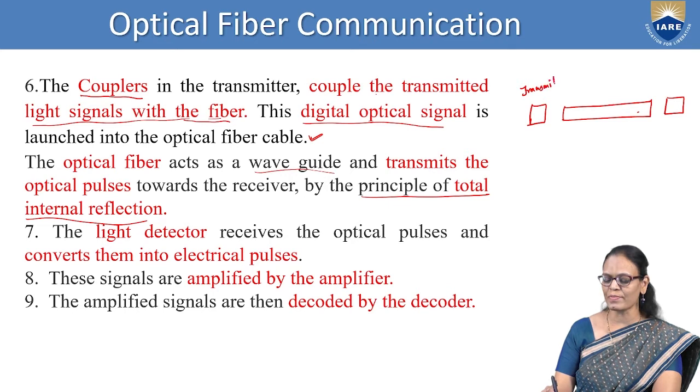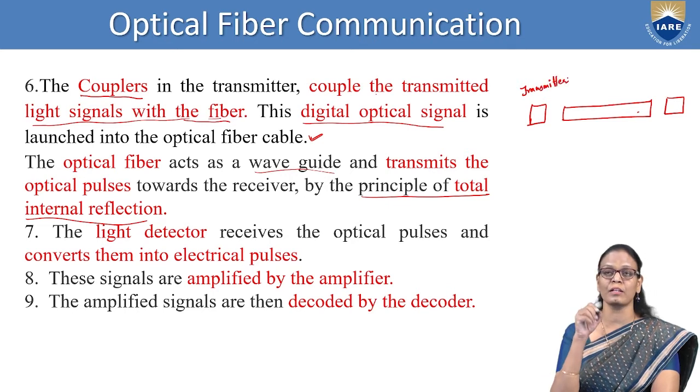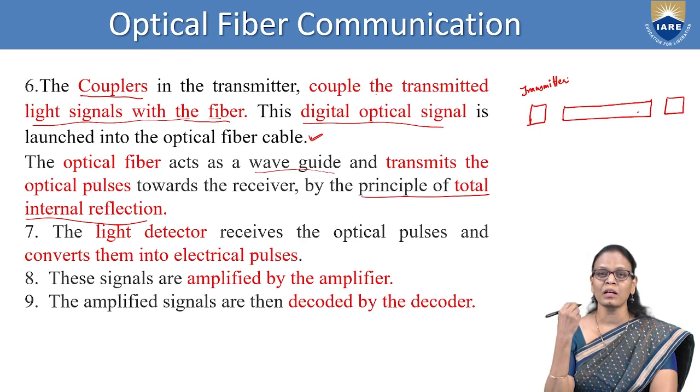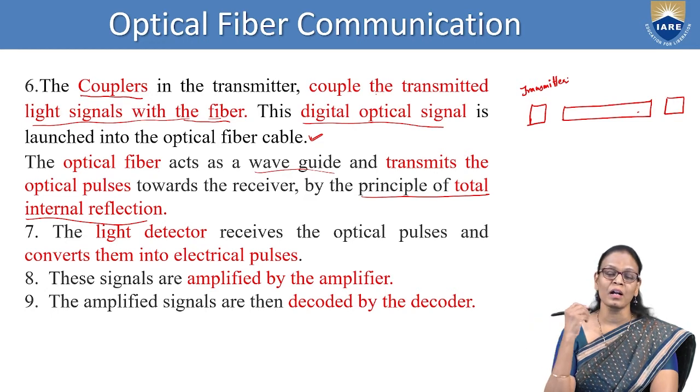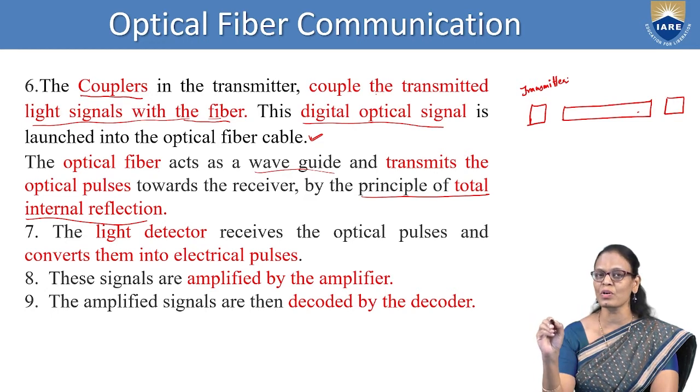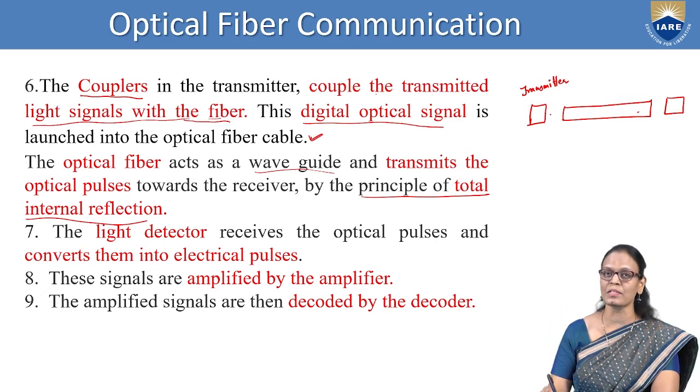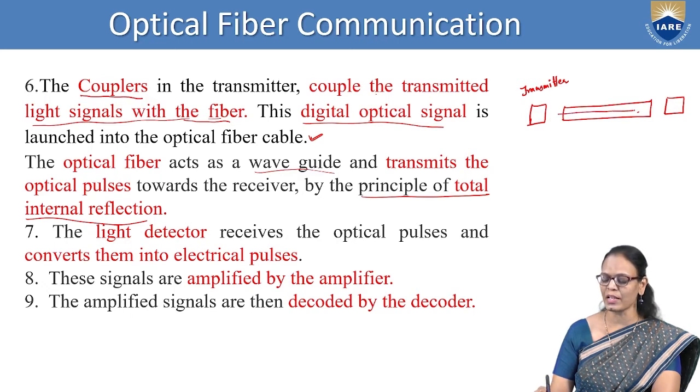Whatever we have seen in the transmitter, the signal input is given, then it is encoded. We are converting it into binary sequences, and then with the help of the drive signal, we are driving the signal with the help of the light source, and then with the help of the couplers, we are coupling it into the optical fiber. Now the signal will travel through the optical fiber based on the principle of total internal reflection. Total internal reflection occurs inside the fiber, and then we have the output.